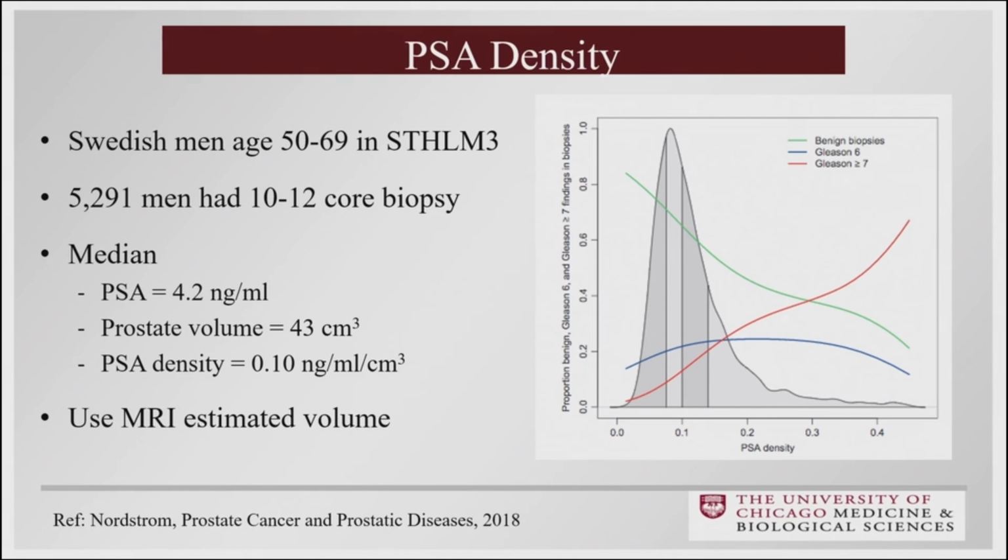Again, distribution of PSA density is that gray distribution. You can't draw it any better on that red line. Remember, the red line is grade group 2 or higher, and PSA density is directly proportional to the likelihood of finding a potentially meaningful cancer.